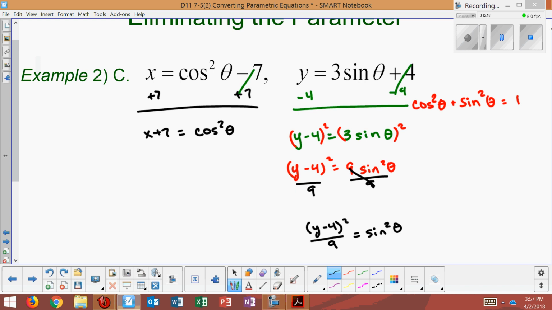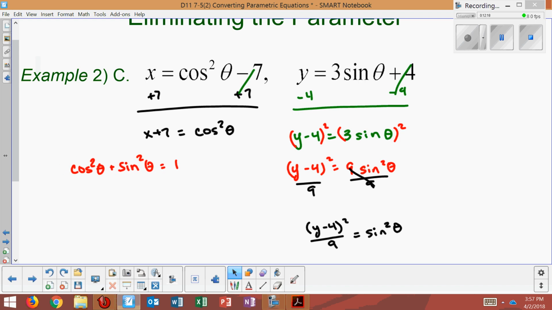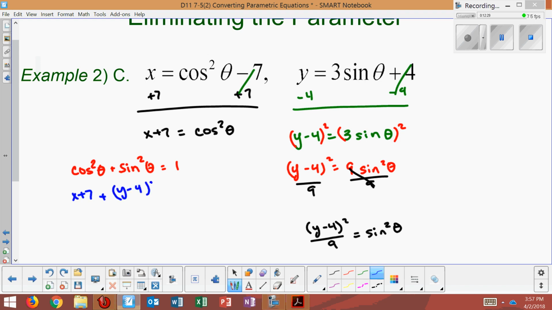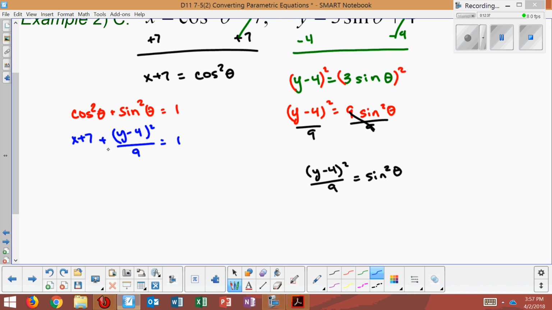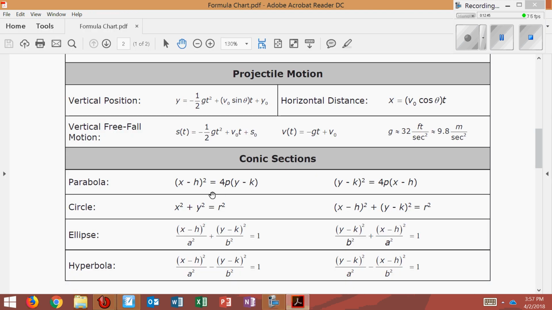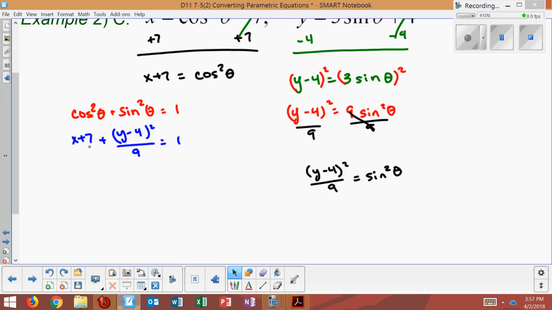So when I substitute that, I'm just going to move it over here. I'm going to have, for cosine squared, x plus 7, and then for sine squared, plus y minus 4 quantity squared all over 9, equals 1, sorry. Now, to finally get this in the right form, I have to determine what shape this is. Since I only have one squared term, it's a parabola. When I go to the formula chart, on a parabola you either have x squared or y squared on the left, and that's by itself. So I need to move this stuff over.